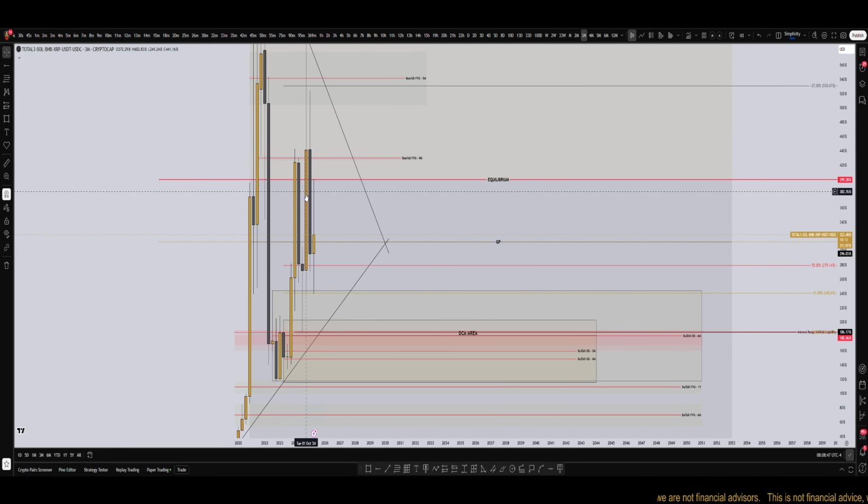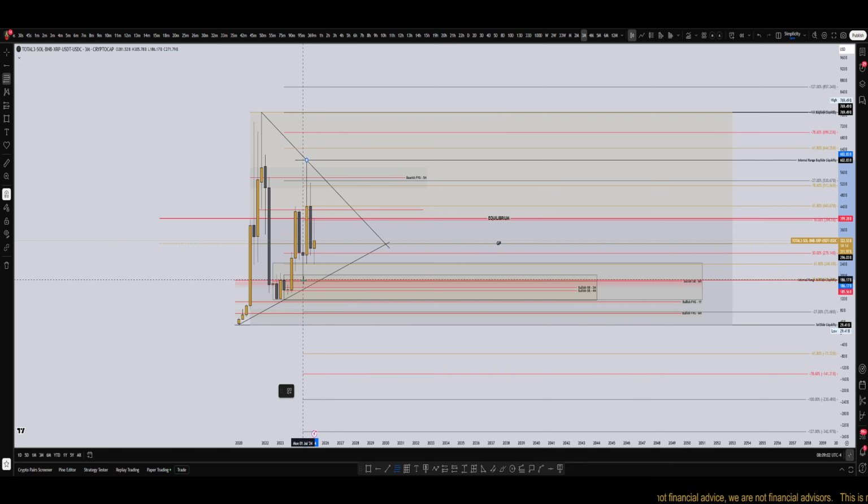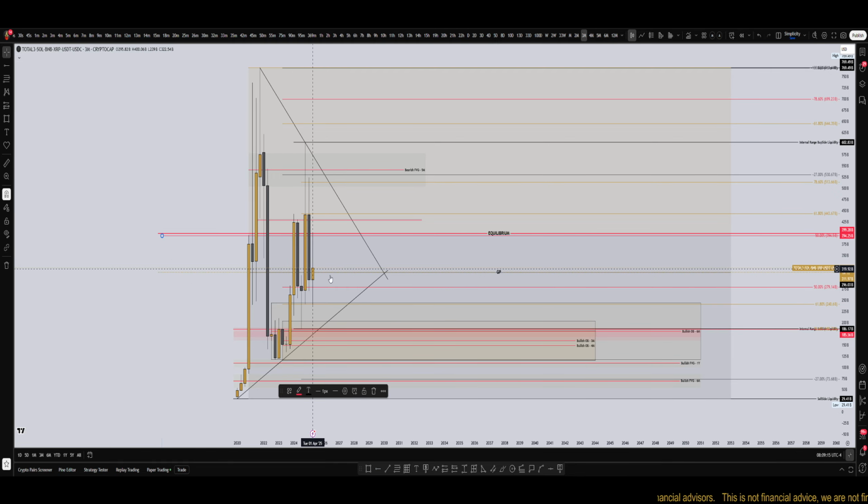You can see the equilibrium point at work here, basically where we found resistance so far. Continuation lower into this region is what will make the most sense to me right now. There is also another point of interest to me, which happens to be the same level of equilibrium. So what I'm going to do here is create kind of 2 zones of equilibrium.